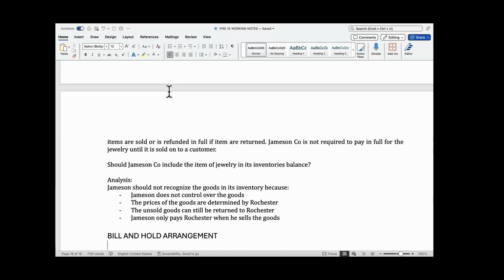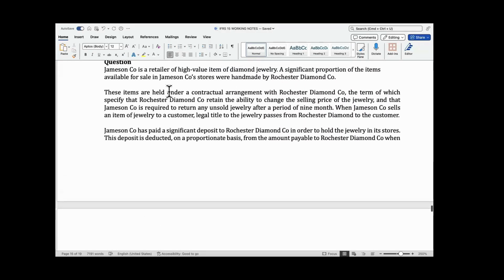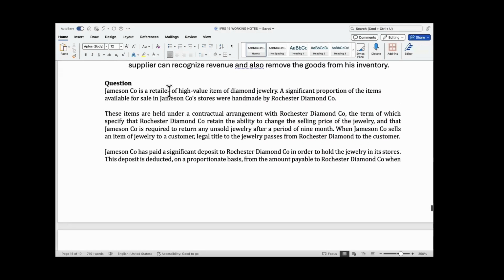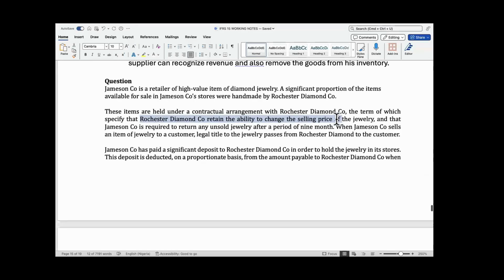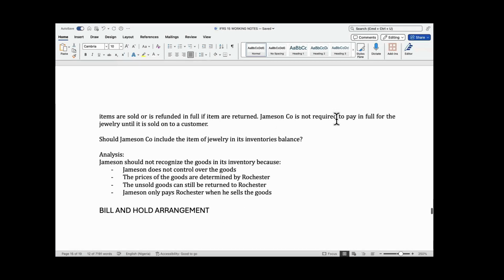In this case, it's kept simple. So the agreement, based on the question, where is it again? Rochester retains the ability to change the selling price of the jewelry. So if you want to follow the question strictly, then you should not do so. Of course, if he does that, then fine. But that's not the agreement between them. Okay?